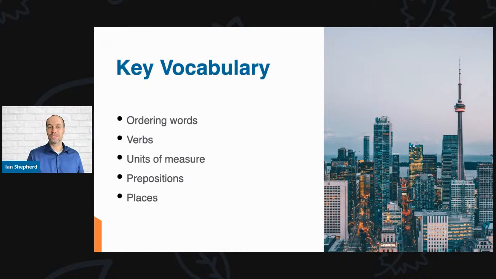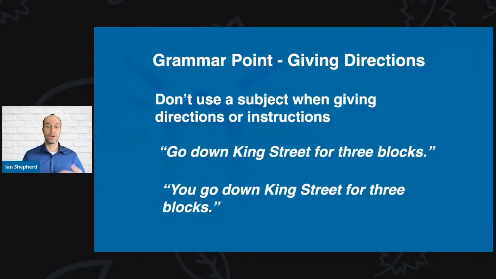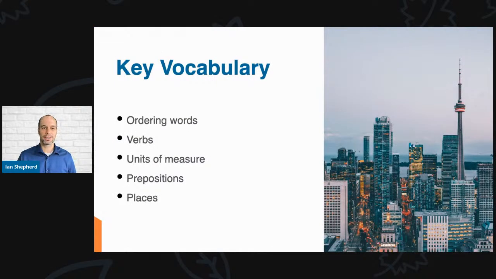Prepositions. So prepositions are little words that say where or when. Okay, for example, on. We gave an example back here. Go down King Street for 3 blocks. So in that sentence, down is a preposition and for is a preposition. So that one actually has two prepositions. So we'll go over some prepositions that are used in directions, and we'll also give you a few places around the city that you should know.